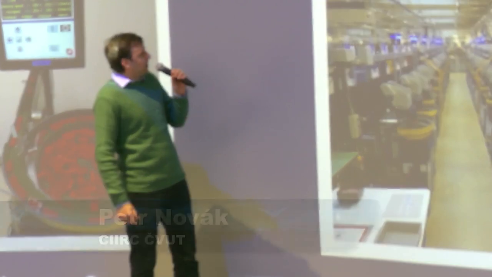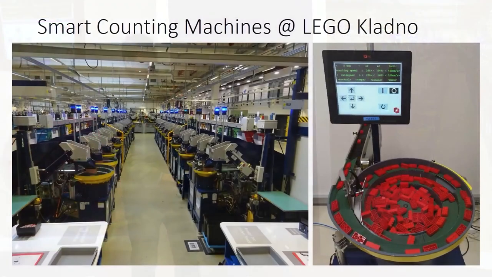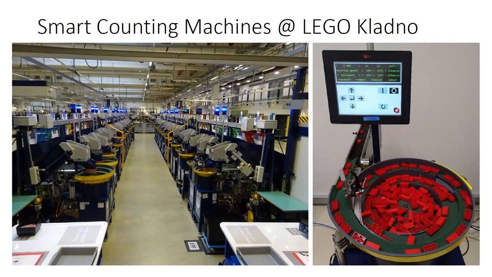So I will start with a brief introduction of the production system. If we are talking about Lego, maybe most of us associate the company from Denmark, but relatively few people know that the biggest packing line of Lego over the world is in the Czech Republic, in Kladno, close to Prague, and this packing line that I will talk about is just packing.